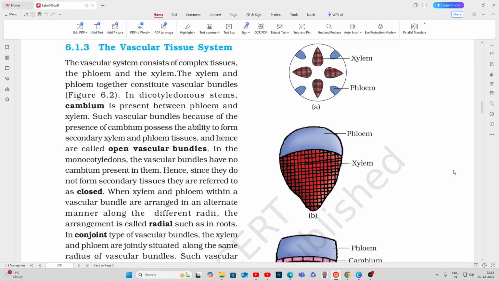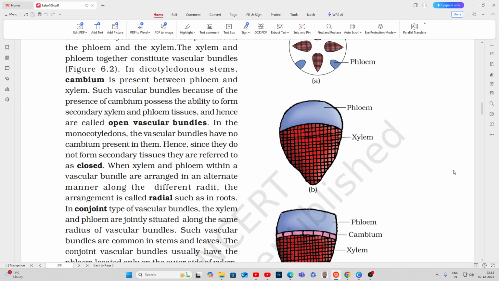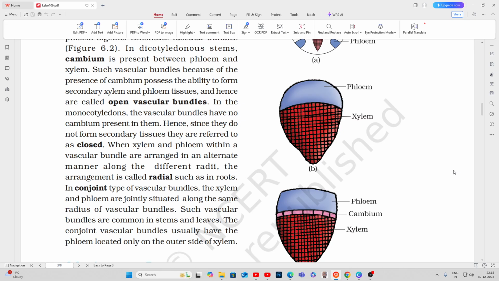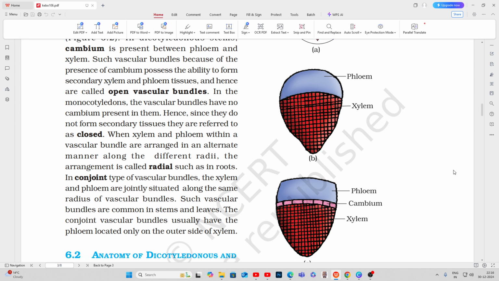Xylem. Phloem. Cambium. In dicotyledonous stems, cambium is present between phloem and xylem. Such vascular bundles, because of the presence of cambium, possess the ability to form secondary xylem and phloem tissues, and hence are called open vascular bundles.